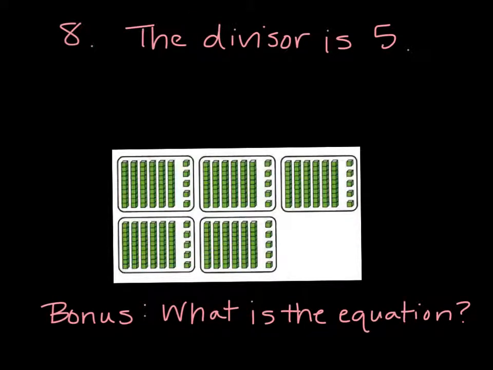So the divisor is 5 on this one because, as you can see, there's 5 groupings, and that's what a divisor is. It's usually the number of groups that you're dividing the total amount by. So the divisor is definitely 5. Bonus question, what is the equation?